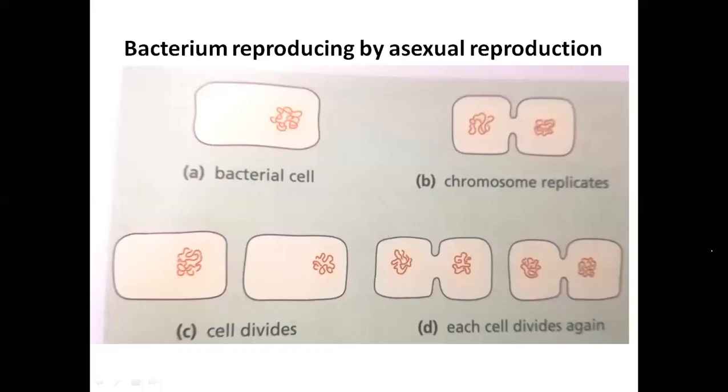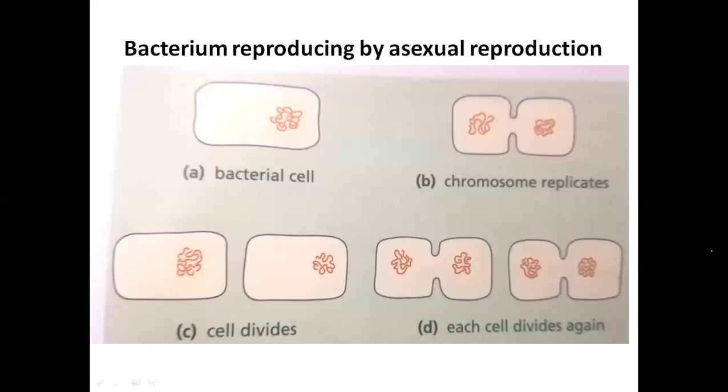So bacteria reproduce asexually, and the asexual method of reproduction in bacteria is termed binary fission. What is happening in binary fission? Fission means the division of a single body into two or more parts. So if you can see diagram A, it's representing a bacterial cell. In part B, what is happening?